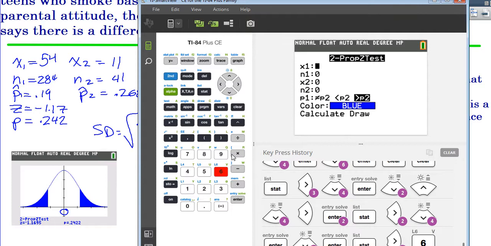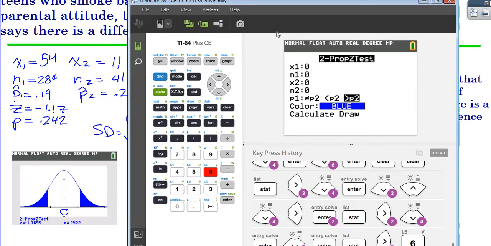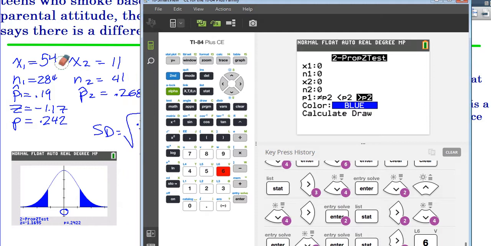So this is kind of what it looks like. This is what we're going to be asking for: x1, n1, x2, n2. And then notice we're assessing our not equal to, less than, greater than situation. So what do you need to write down? Basically what you're typing in: x1, n1, x2, n2.